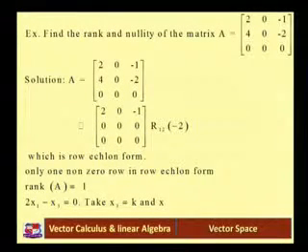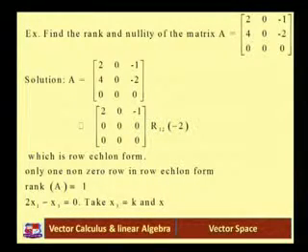Here is the matrix, find the rank and nullity of the matrix: 2, 0, minus 1, 4, 0, minus 2, 0, 0, 0. We convert it into a row echelon form with one simple process. We multiply the first row with minus 2 and add into the second row. So the given matrix becomes row echelon form. Only one non-zero row, so the rank of A is 1.